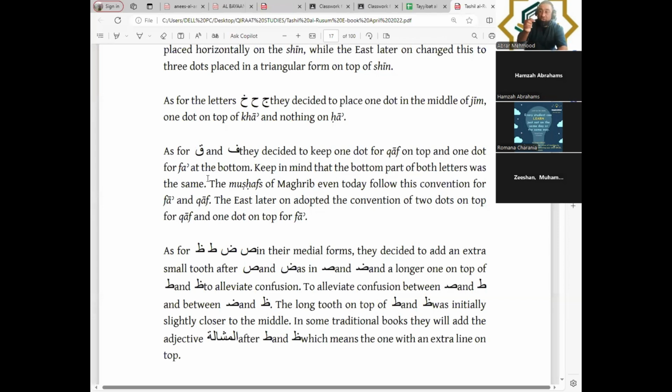So again, dots were used for 2 primary purposes. Number 1, to differentiate between letters. Number 2, to differentiate between the shapes of the words of the Quran. Here, they're showing the differentiation between the letters. Mus'hafs of Maghrib, which again refers to Spain and North Africa, use this convention, but the East changed. So East and the West. East means South Asia and elsewhere, adopted dots on top and clarified that accordingly.